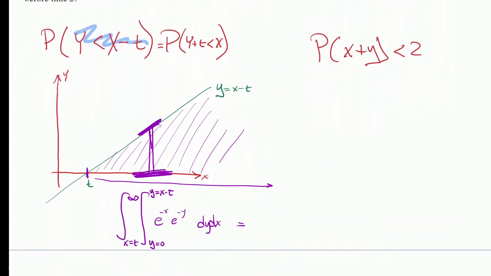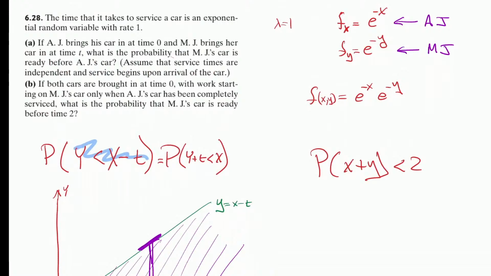That was part A. Or complaints. Maybe you don't believe me, which is fine. Okay, let's try part B. We want to know the probability that, so here, this one's much more straightforward because there's no t involved. So both cars are brought in at time 0, and the mechanic works on one of the cars, then the other car. So basically, I just want to know the chances that both cars are done before time 2.